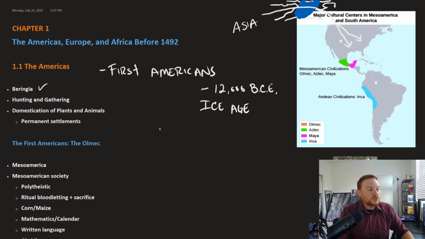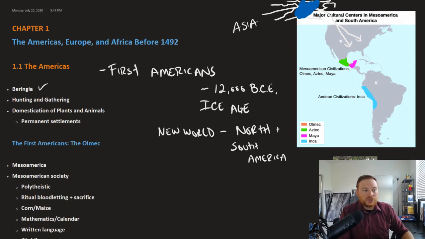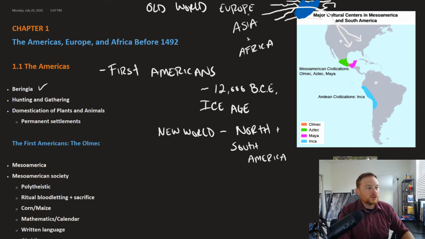So we'll use the term New World to describe North and South America. Essentially what you're looking at right here, North and South America. We use the term Old World to describe Europe, Asia, and Africa, right? And that essentially is the unillustrated part of the world here.